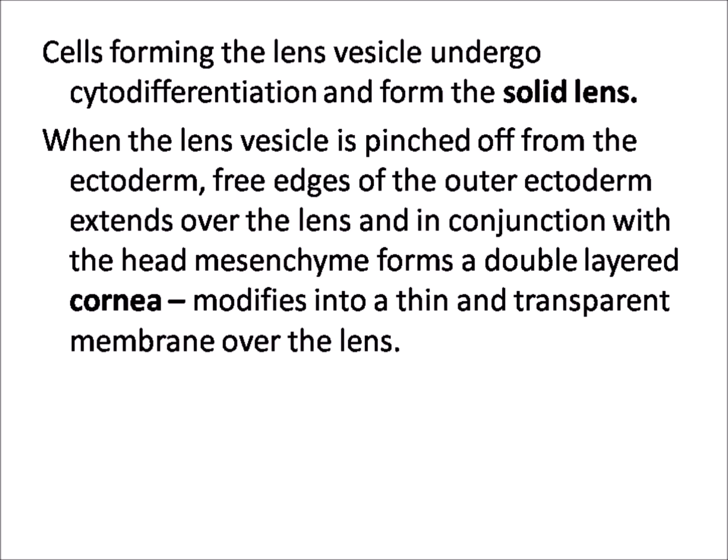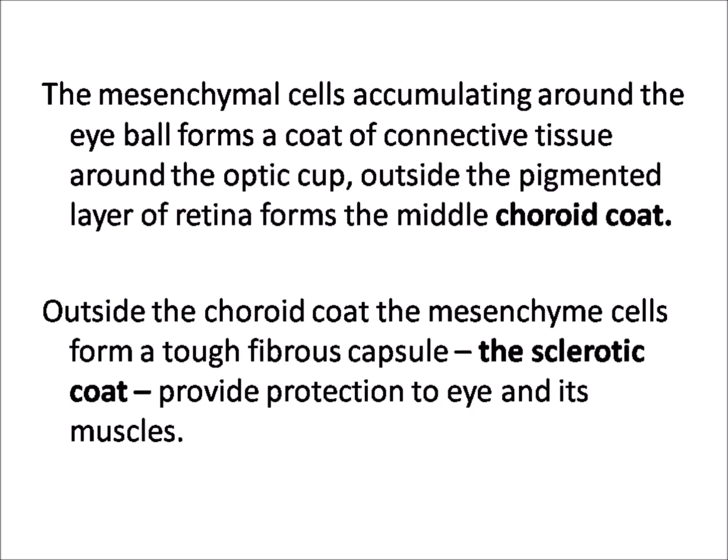When the lens vesicle is pinched off from the ectoderm, free edges of the outer ectoderm extend over the lens and, in conjunction with the head mesenchyme, form a double-layered cornea, which modifies into a thin and transparent membrane over the lens. This slide explains the formation of the choroid and the sclerotic coat of the eye.